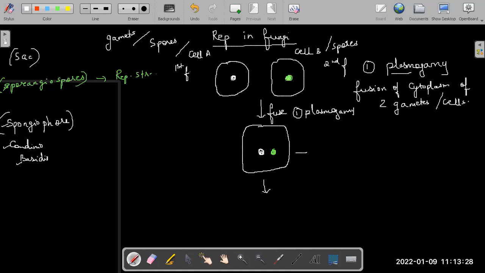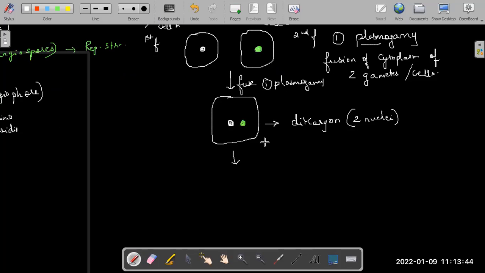Now, if you look at the stage here, this is a dikaryon stage. Dikaryon. What do you mean by karyon? Karyon is nucleus. So this is a dikaryon stage wherein there are two nuclei present, correct? So if these two nuclei fuse, we call it karyogamy. So karyogamy will be the second stage. Karyo means nucleus. Gamy means fusion. So next, these two will end up fusing with each other. So the two nuclei have fused, correct?